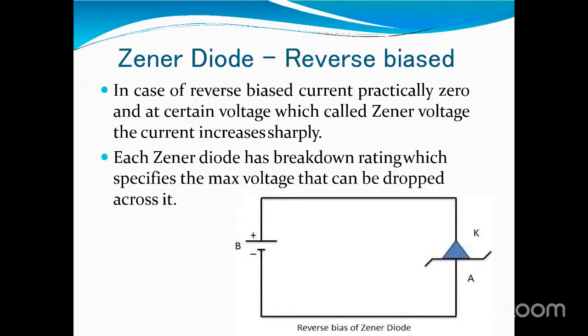Reverse bias. You can see here the current is 0, but at a certain voltage, called the Zener voltage, the current increases sharply. Each Zener diode has a breakdown rating specifying the maximum voltage that can be dropped across it. Reverse bias means the negative terminal of the battery is connected to the cathode and the positive terminal is connected to the anode.